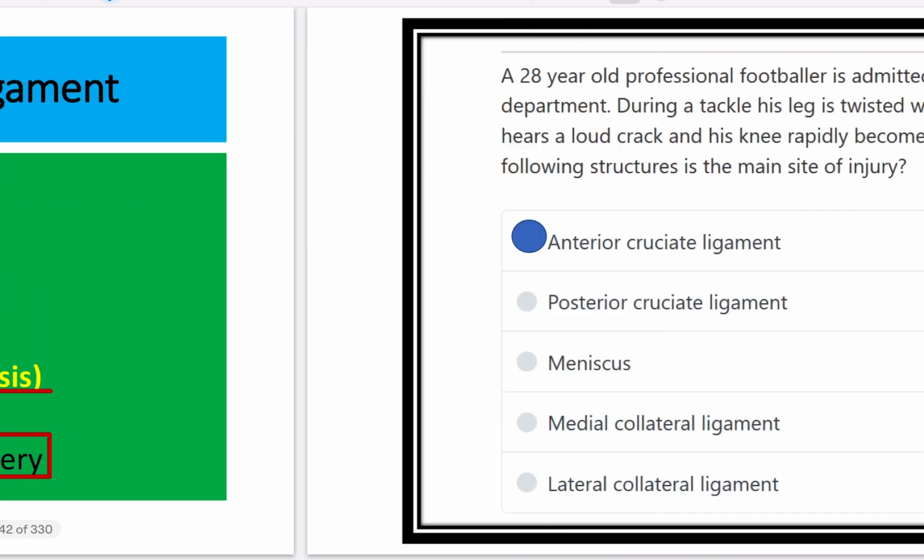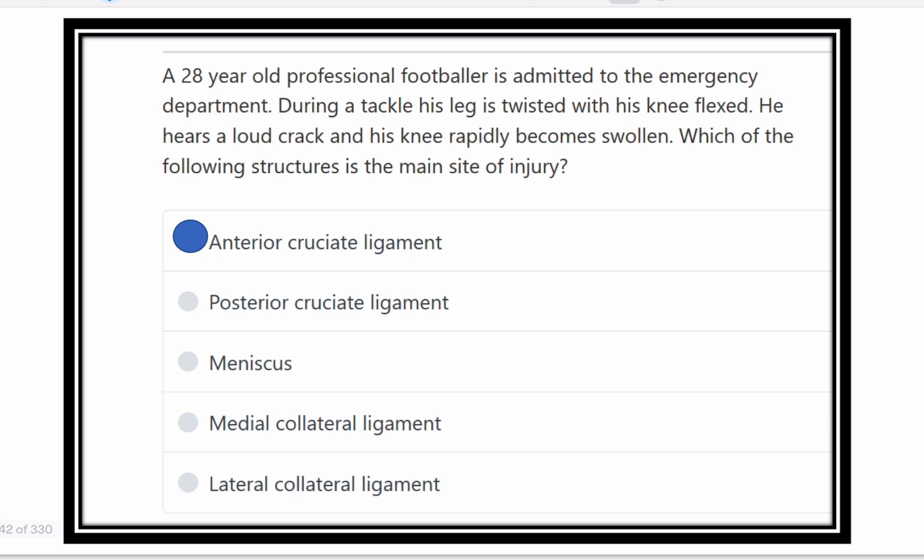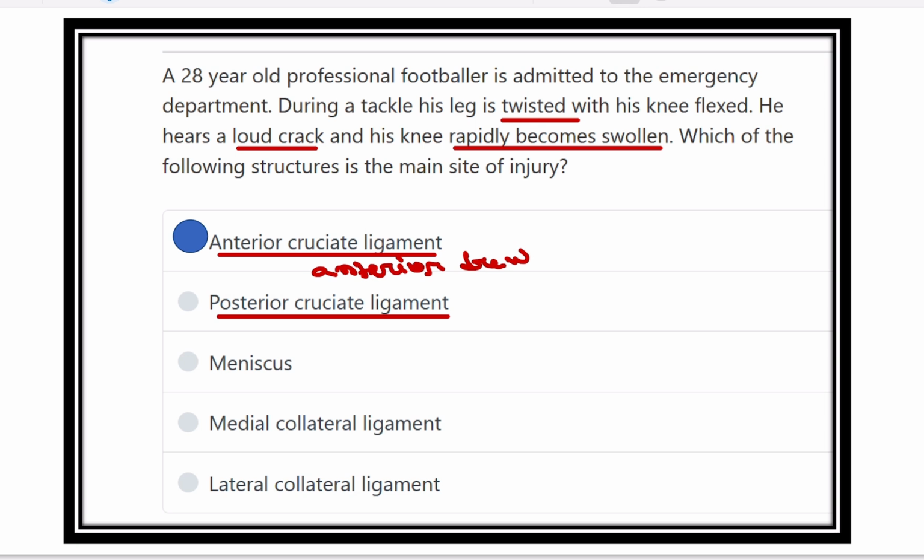So what is the answer? As there is a loud crack and rapid swelling of the knee joint, and there is a twisting injury, the answer is anterior cruciate ligament injury. In case of anterior cruciate ligament injury, there is a clinical test. This is the anterior drawer test. So in anterior cruciate ligament injury, the anterior drawer test is positive. In posterior cruciate ligament injury, the posterior drawer test is positive.